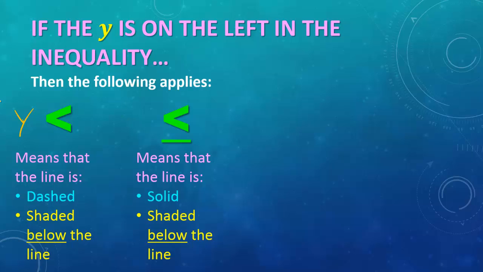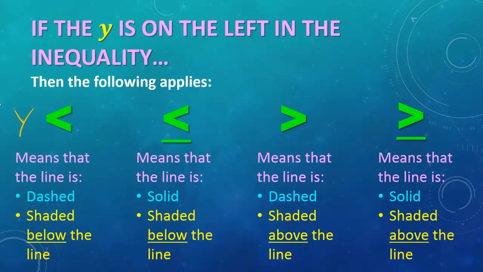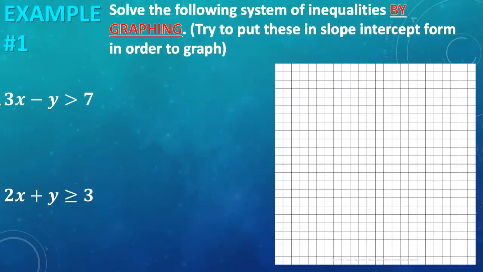So you can see the direction dictates which way you're shading. The type of inequality dictates the type of line. So if y is greater than, it's dashed, and we shade above the line. And if it's greater than or equal to, it's solid, and we shade above the line. All right, so let's look at this.